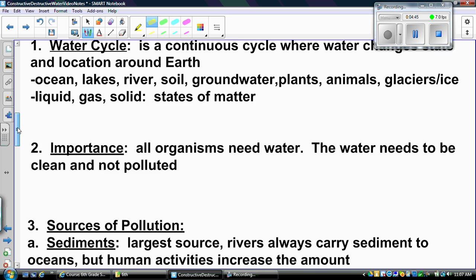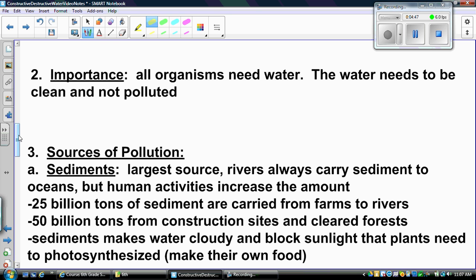Okay, so let's talk about why the water cycle is so important. Well, all organisms need water. And so the water needs to be clean and not polluted. You guys know, just for humans, we don't want to drink polluted water, we'll get sick. Well, all other organisms need clean water as well. So, since every living thing here on earth, and that's what an organism is, a living thing, needs water, that's the major importance of water. Life could not survive here on earth without liquid water.